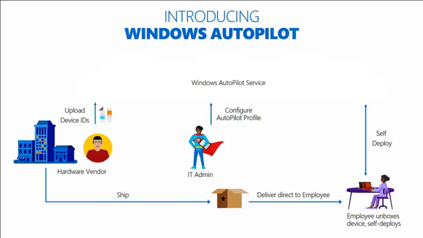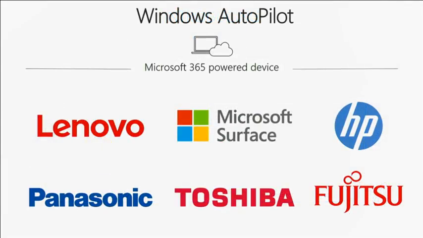And we've been talking to a lot of our OEM partners, and we're really happy to announce that we have Lenovo, HP, Fujitsu, Panasonic, and Toshiba, in addition to Microsoft Surface, announcing that they will be a part of this Autopilot service integration, and they'll get their supply chain integrated such that every time you purchase devices from any of these OEMs, those devices will show up in your Autopilot portal automatically.